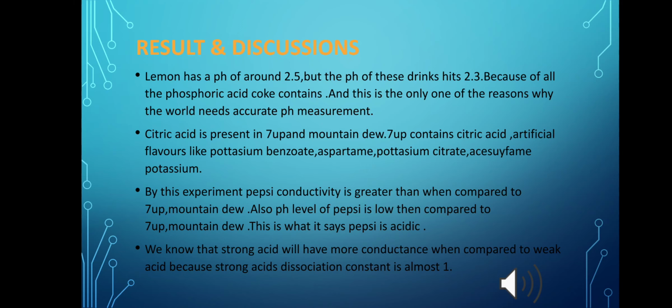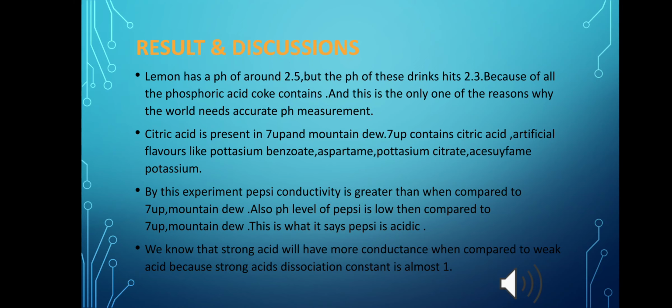So for the strong acid, phosphoric acid, the degree of dissociation is 0.8, which is nearly equal to 1. In the case of citric acid, the degree of dissociation alpha is equal to 0.4, which is very low compared to phosphoric acid. For that reason, phosphoric acid conducts more than the other two.